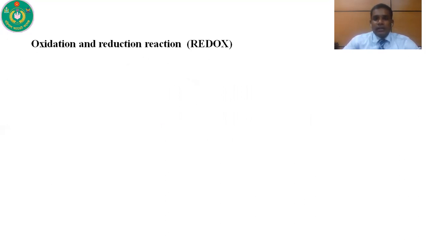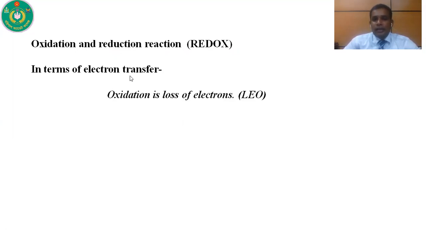So at first, I discuss redox reaction. In my previous lecture, I already discussed redox reaction, but today I also discuss it. You know that redox reaction is the combination of oxidation and reduction reactions. So what are oxidation and reduction reactions? In terms of electron transfer, oxidation is loss of electron, LEO. That means loss of electron means oxidation, and reduction is gain of electron, GER, gain electron reduction. So we can say that loss of electron means oxidation, gain of electron means reduction.